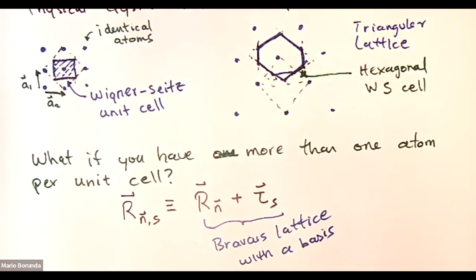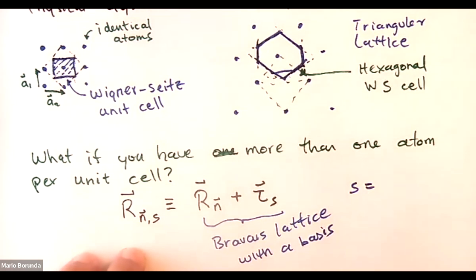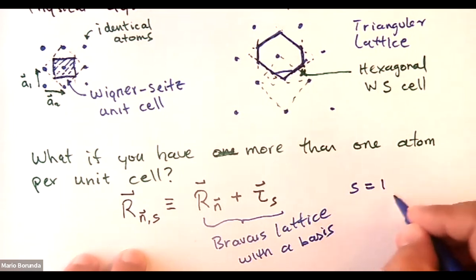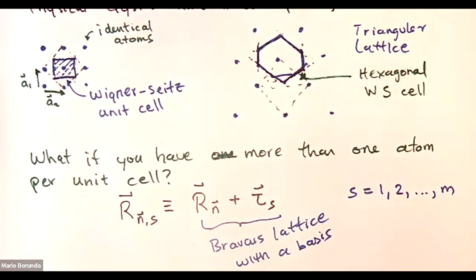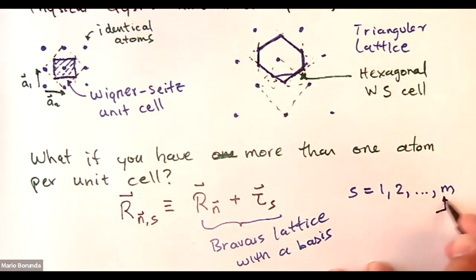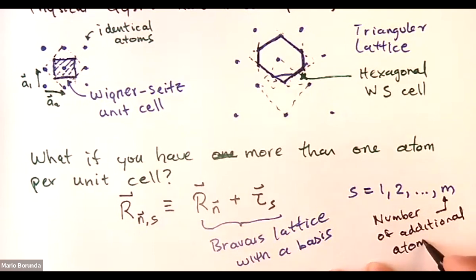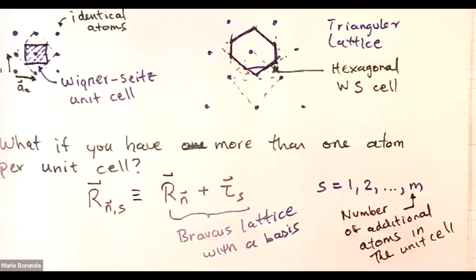All right, so S can be 1, 2, up to whatever number M, and this is the number of additional atoms in the unit cell. Does that make sense?